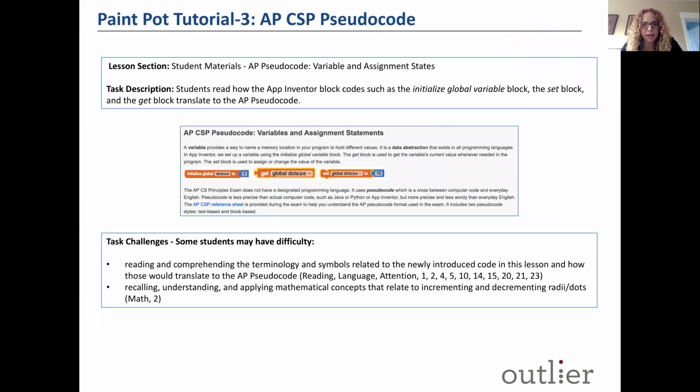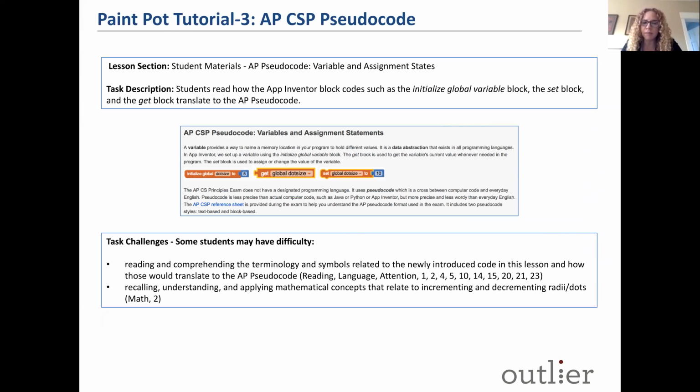Okay, next one. In this one, again in the student materials, they're guided through understanding how the App Inventor blocks translate to the AP pseudocode. Specifically the initialize global variable block, the set block and the get block. There's a lot of text there, and seeing the connection between the two types of blocks could be pretty challenging.